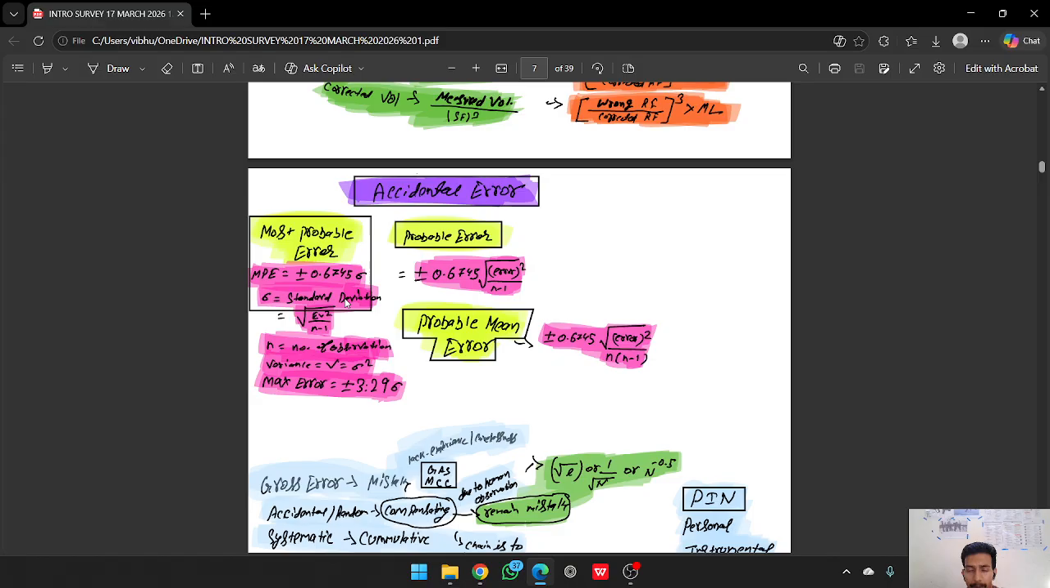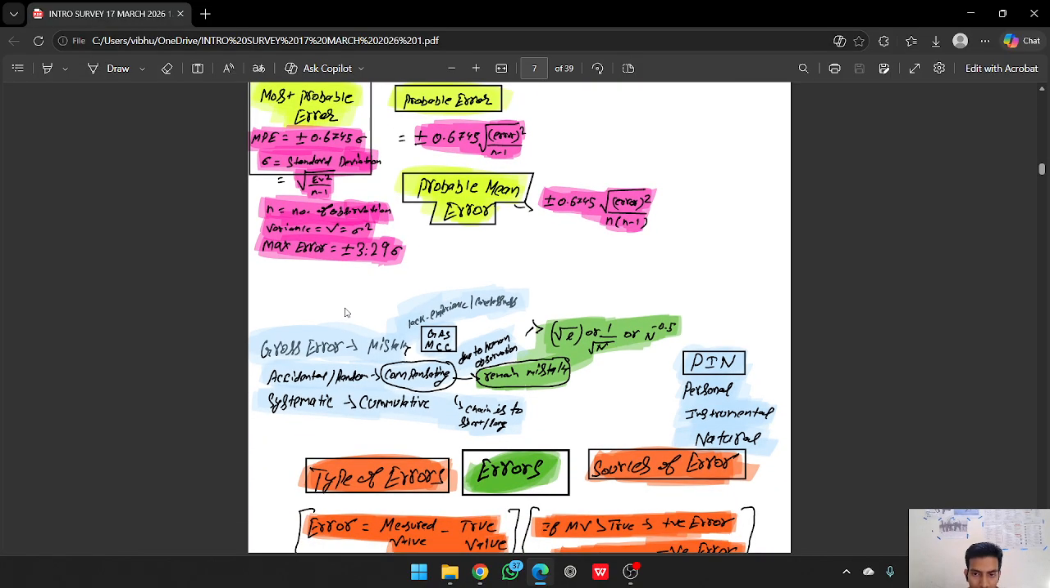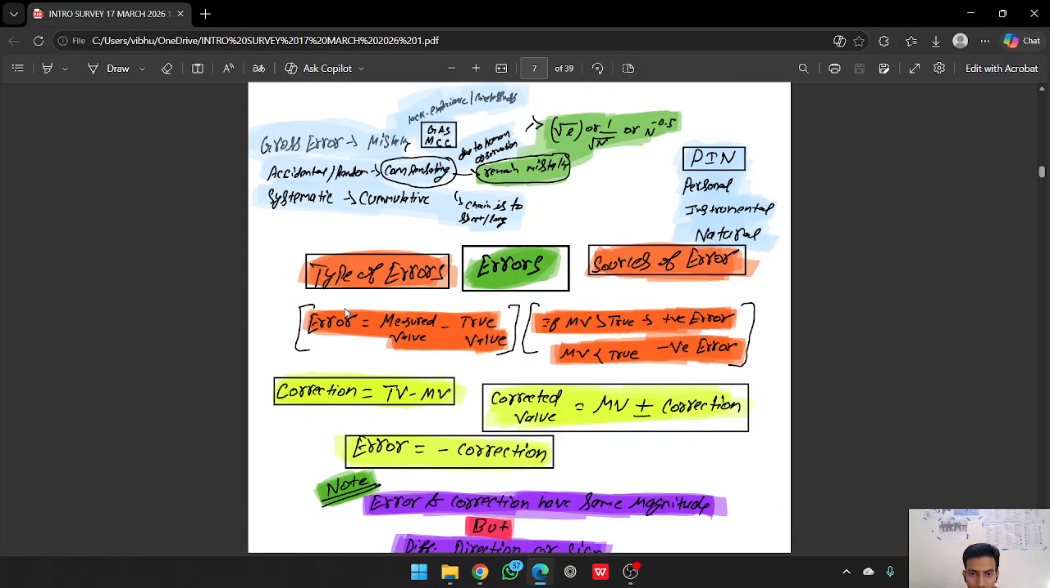Okay, yeah. Probable mean error. If we put one extra n in the denominator, then it is known as probable mean error. Now we are done with types of error and sources of error.